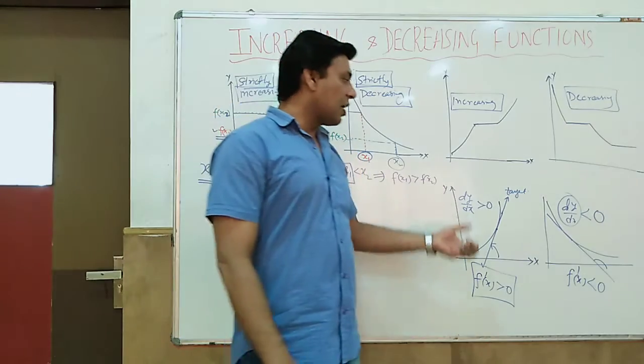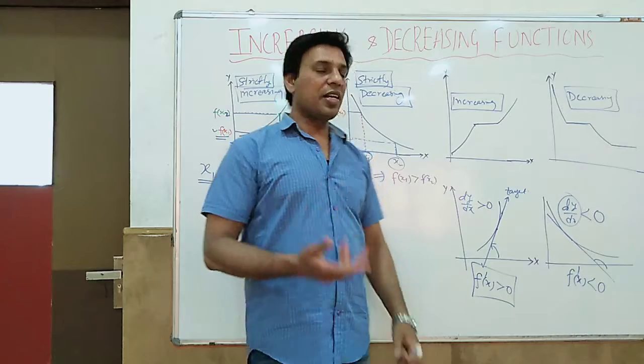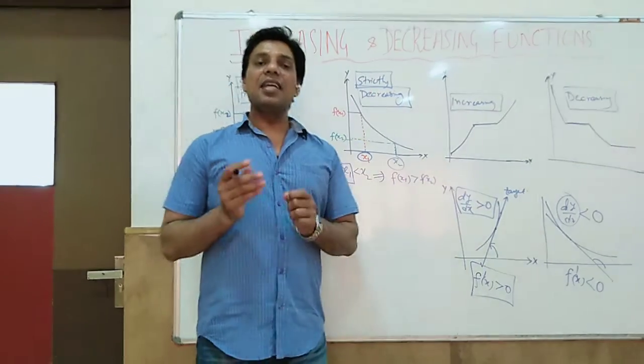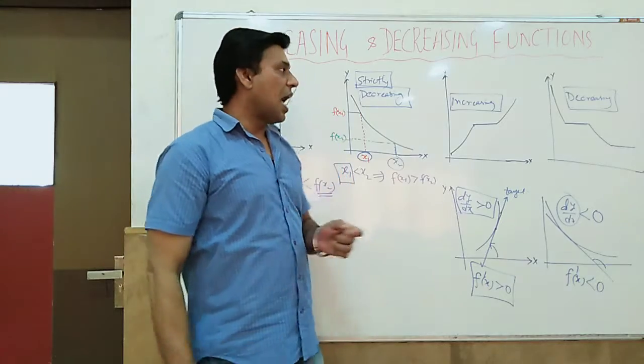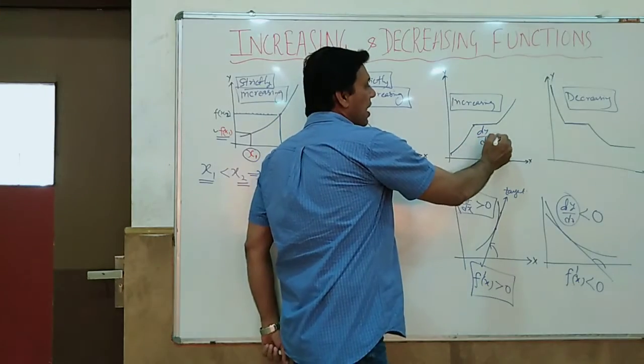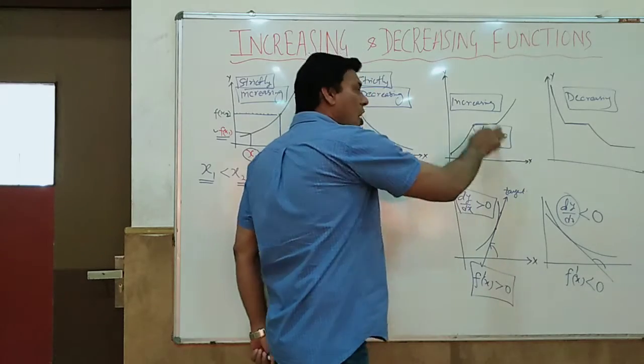And how can we conclude strictly increasing or increasing? You know, if it is strictly greater than 0, then it is strictly increasing. And if it is increasing, then in this case, we can write dy/dx greater than or equal to 0.